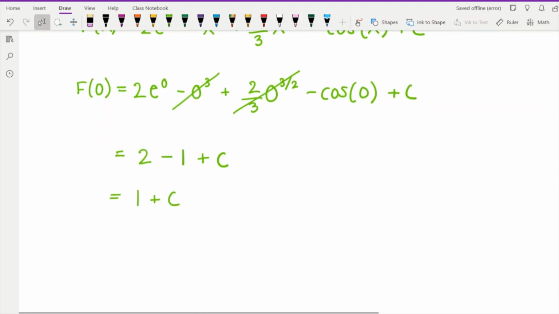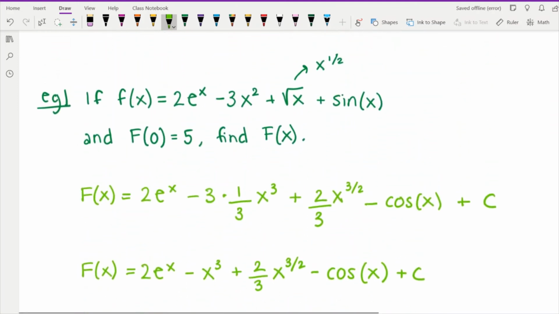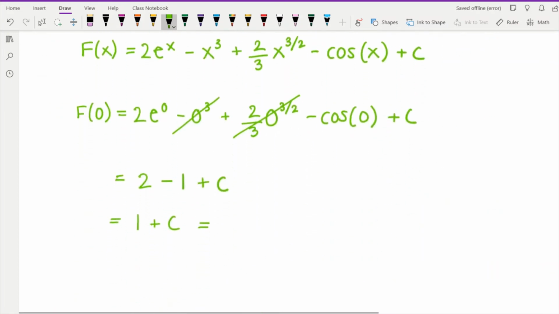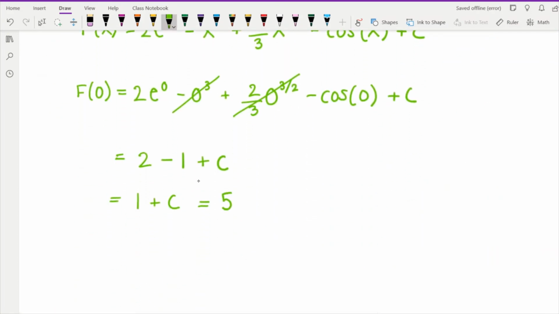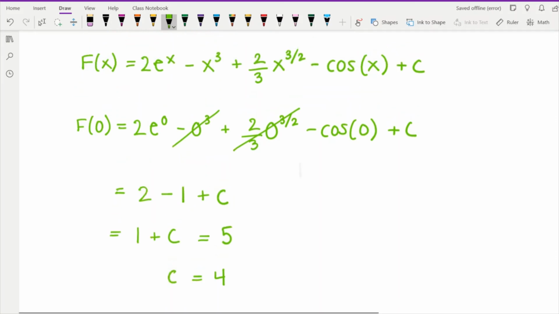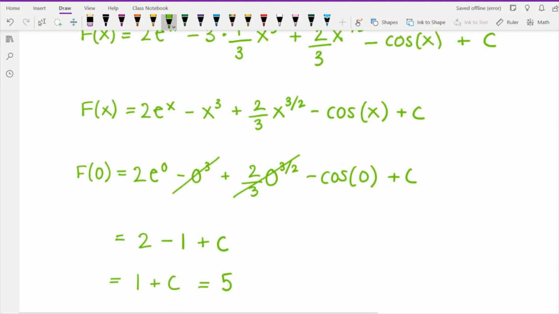And so now what we want to do is take 1 plus c and set it equal to what we're told that f of 0 equals, right? We're told that f of 0 is 5. And so we can take this and set it equal to 5. And so now we can solve this for c, right? We can subtract 1 from both sides and we get c is 4. And so now we can put this back into our function, and that will give us our final answer.